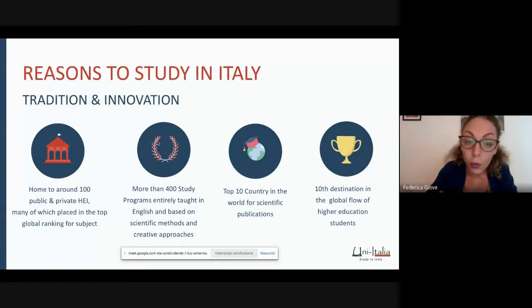The answer is no, because Italian universities have more than 400 study programs which are entirely taught in English, okay? Now, the high standards of Italian education make Italy one of the top 10 countries in the world for scientific publications, and also the 10th destination in the global flow of higher education students.